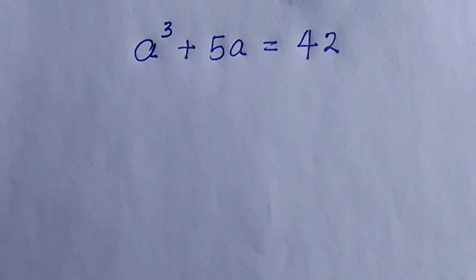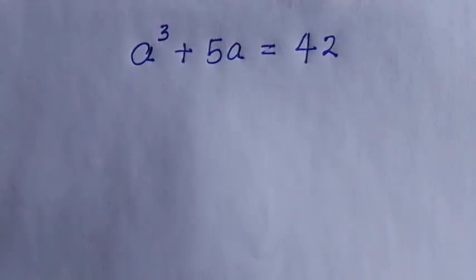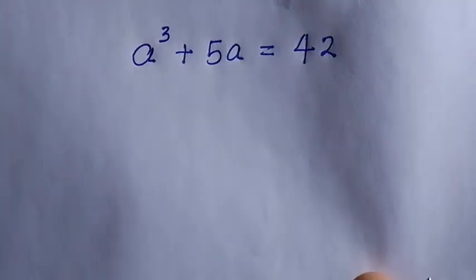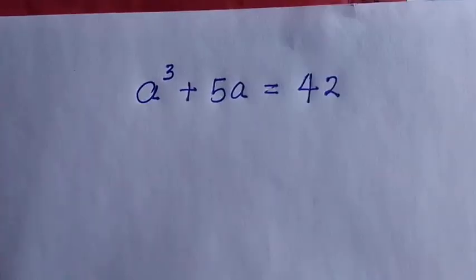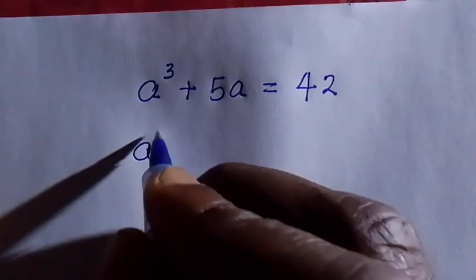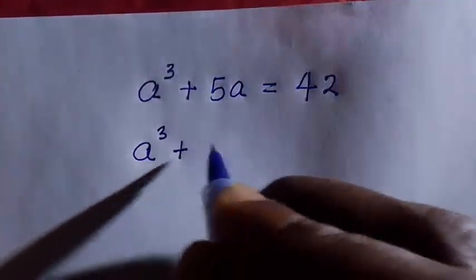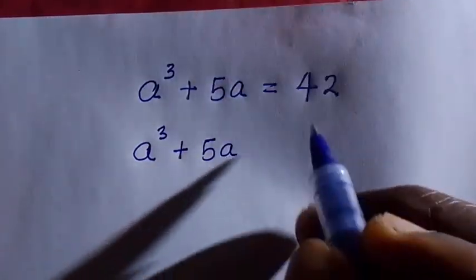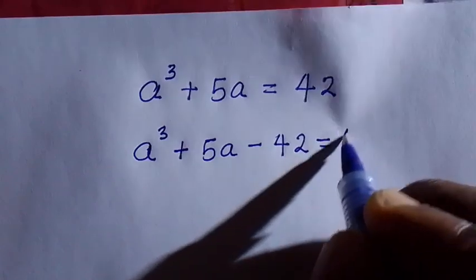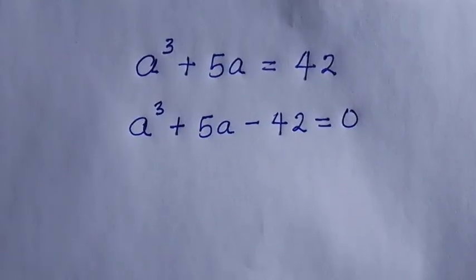So here we have an interesting cubic equation, which is a to the power of 3 plus 5a equals 42. And to solve this, here is what we are going to consider. If we write this as a to the power of 3 plus 5a, we transfer this here and we get minus 42 equals 0.